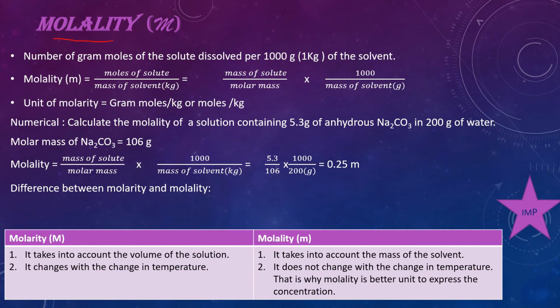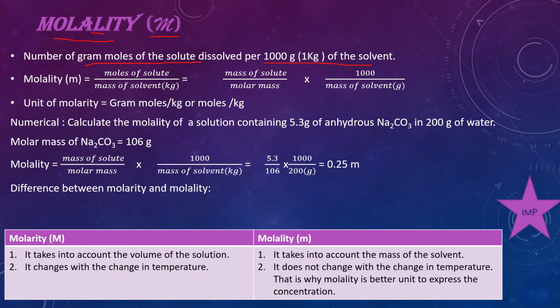Now look here, molarity और molality में छोटा सा difference है, वहां पे R आया था, यहाँ पे L आ रहा है. Now the symbol is small m, जबकि molarity का symbol था capital M. So what is the definition of molality? Number of gram moles of solute dissolved per kg of the solvent. ध्यान रखिएगा, molarity क्या था? Number of gram moles of solute dissolved per liter of solution.